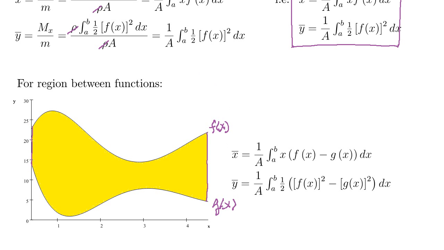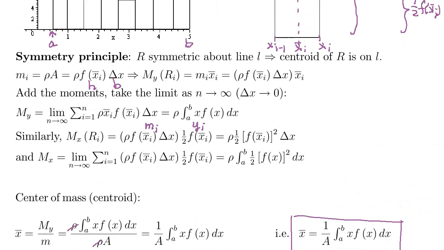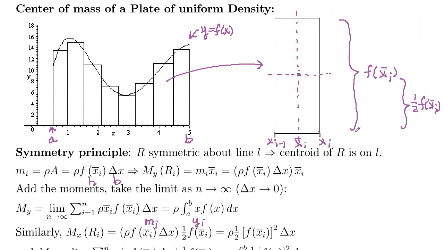And the reason that this all works just comes from the geometry of approximating here with rectangles. The base is still going to be delta x, but the height of those rectangles is going to be f of x minus g of x. And then it's looking at the x and y coordinates of the centroid of that approximating rectangle. So that's where the subtractions come from in here. And it's a similar analysis to what we did up here, except the height is not f of x, the height is f of x minus g of x, top minus bottom.